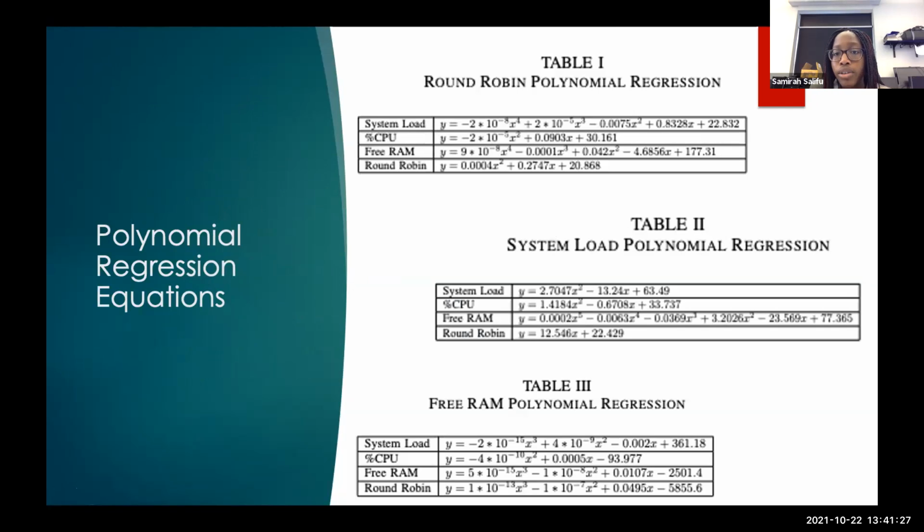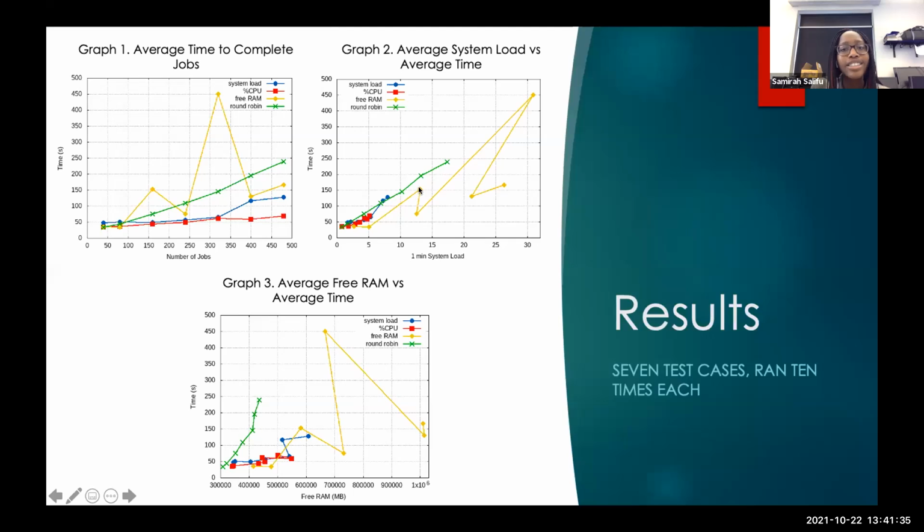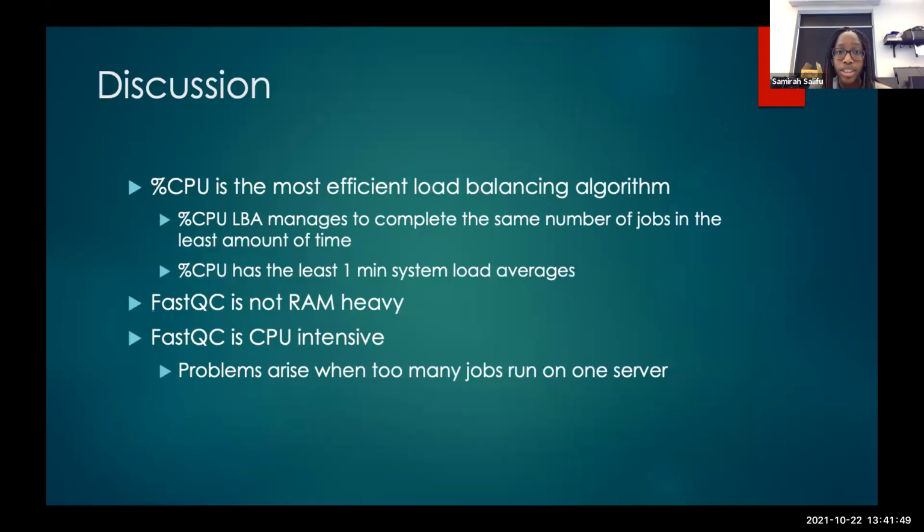So in the case of table 2, which lines up with graph 2, the free RAM has a power of x to the fifth. And if we look here, it's a bit random. It doesn't exactly follow a trend line. So that means that it's hard to estimate the time that it will take to complete jobs. And so this free RAM load balancing algorithm is not that good of an algorithm for FastQC.